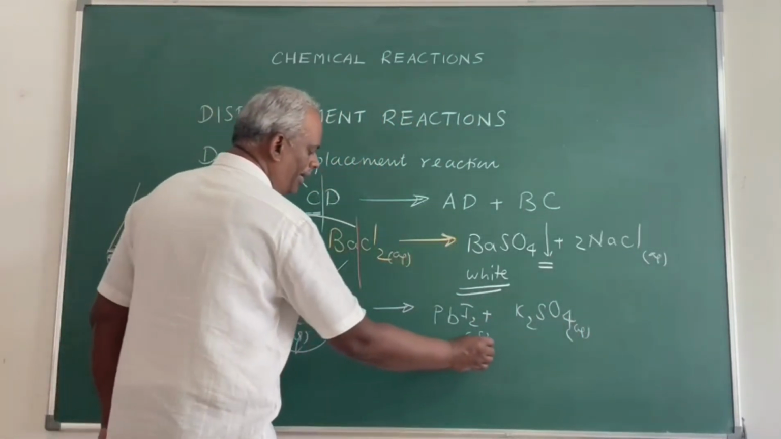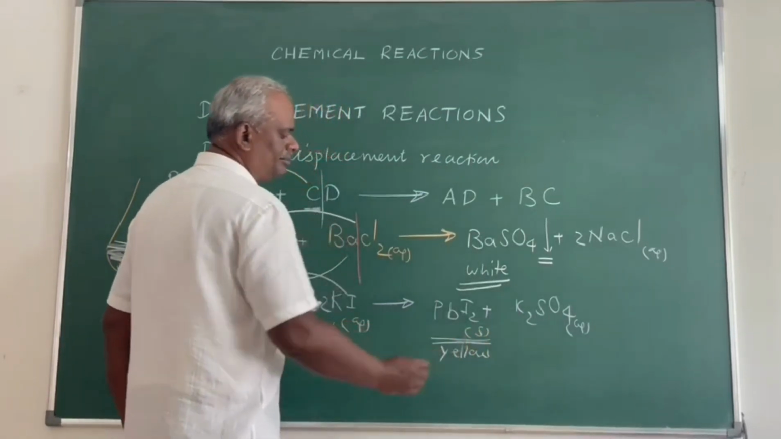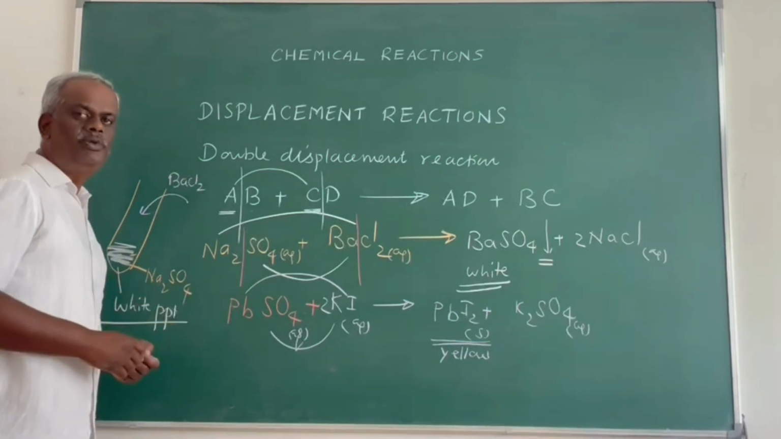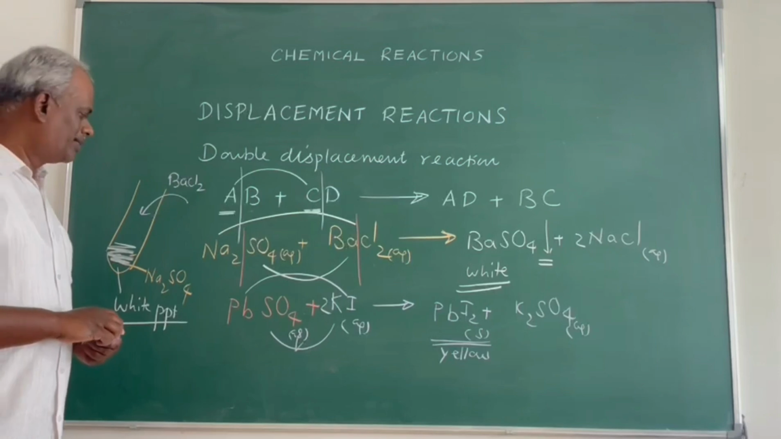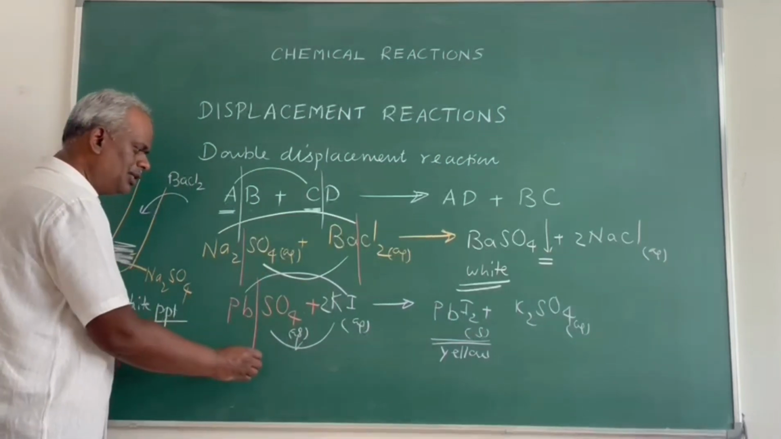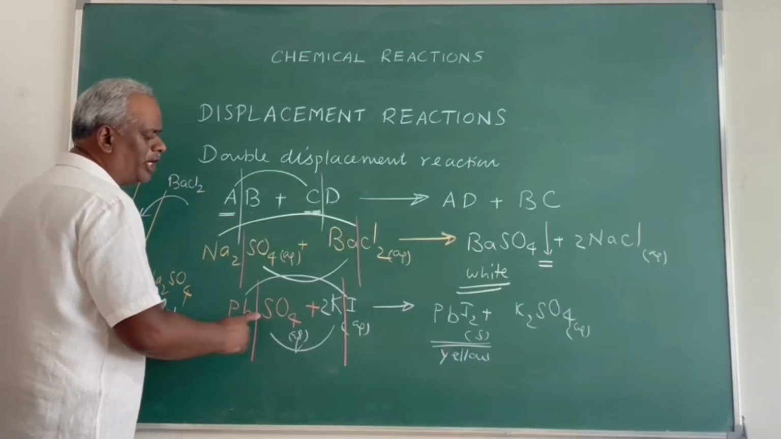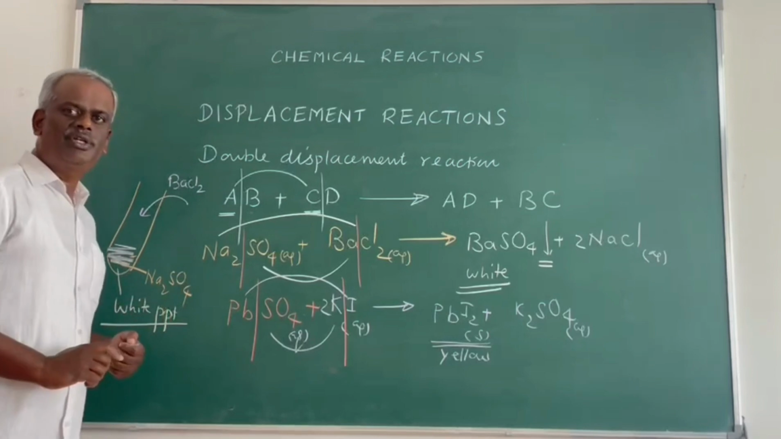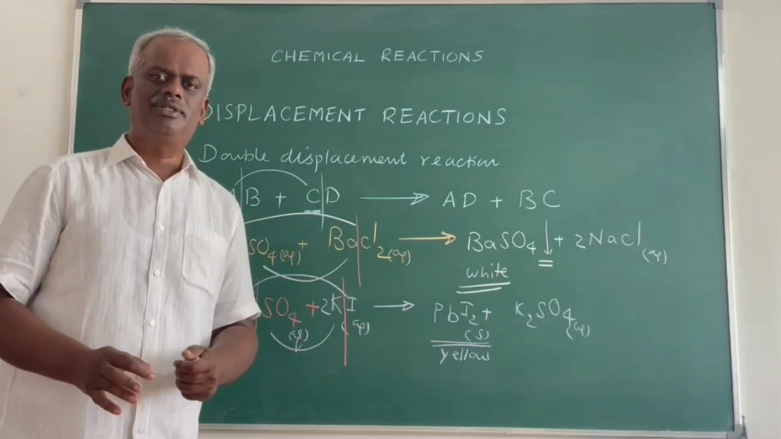The lead iodide obtained has a color, specifically yellow. This is possible during the double displacement reaction, also known as double decomposition reaction. It is getting decomposed like this and this is also decomposed. Pb combines with iodide, potassium combines with sulfate. So these are a few examples of double displacement reactions. Is it clear?